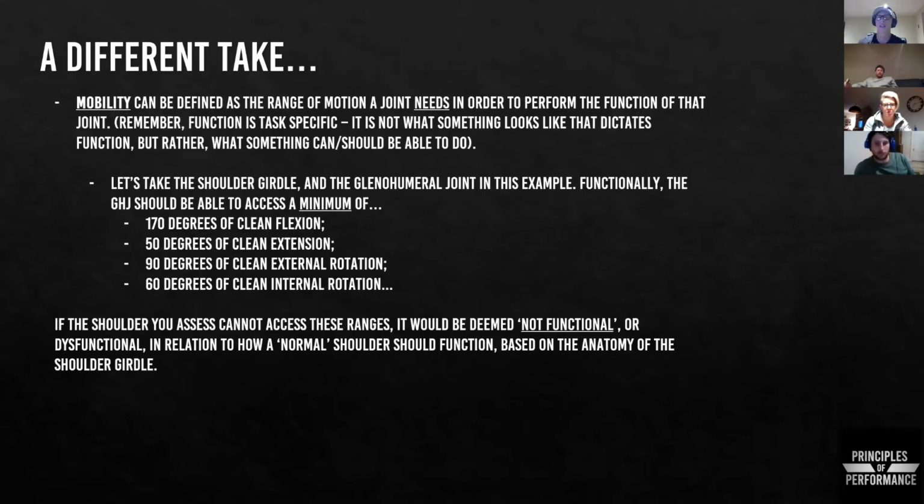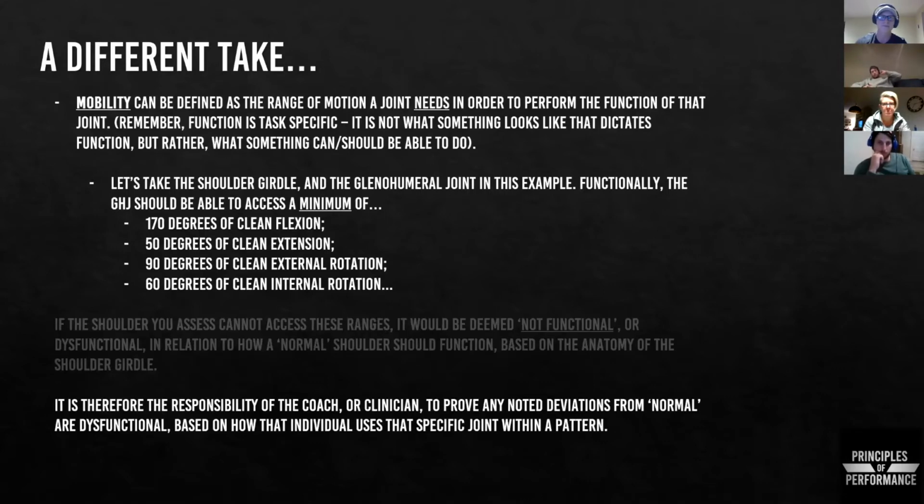So I'm not making any grandiose statements and saying, I think this. This is based on something that everybody within the medical world has agreed on that a shoulder should be able to do. Now, if I deem that shoulder cannot perform these functions or these tasks, I'm going to call it dysfunctional. However, it is therefore the responsibility of the coach or the clinician to prove any noted deviations from normal are dysfunctional based on how that individual uses that specific joint within a pattern.